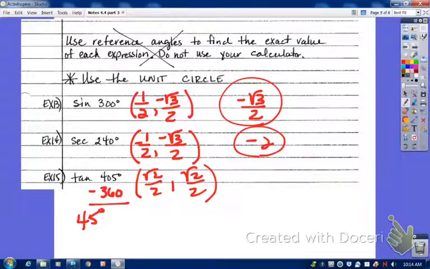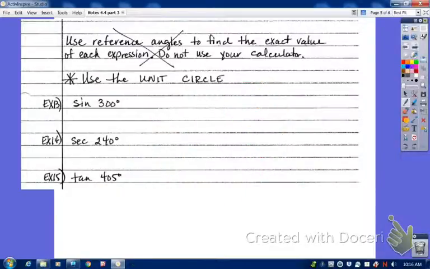So tangent is y divided by x. So at this point, y divided by x would be equal to 1. You're just using the unit circle. I don't know why they're making you use the reference angle. I just wouldn't do it. So I just say just use the knowledge that you already have. Questions about those three?